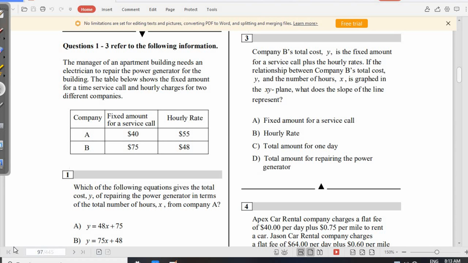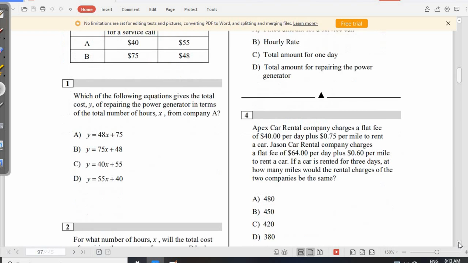So in this question you had issues with questions 2 and 3, not 1. So let's try to solve this. The manager of an apartment building needs an electrician to repair the power generator for the building. The table below shows a fixed amount for a service call and hourly charge for two different companies. So you have the hourly rate and this. Then let's go straight to number 2.